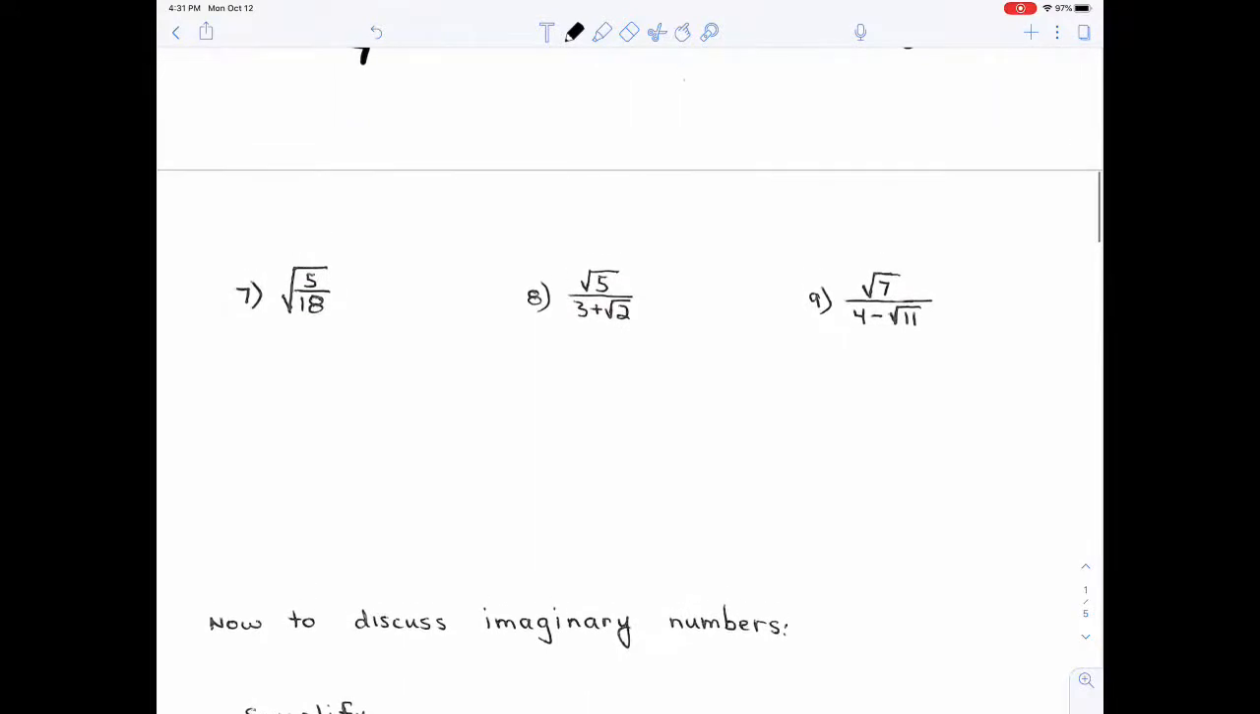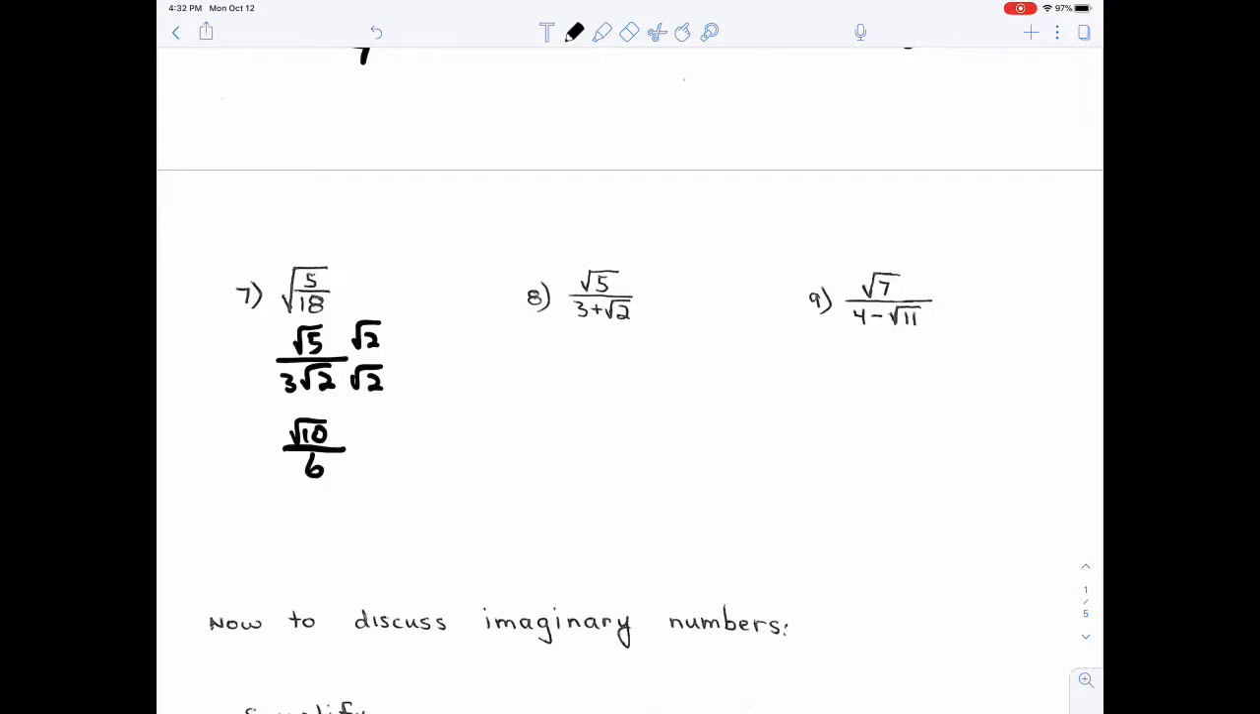Again, take the square root of the top. Take the square root of the bottom, and the square root of 18 is 9 times 2 is 18. So the square root of 9 is 3, the square root of 2 is just square root of 2, and then multiply top and bottom by square root of 2. So we get square root of 10 all over, square root of 2 times square root of 2 is 2, times 3 is 6. Okay, now, here's a problem.